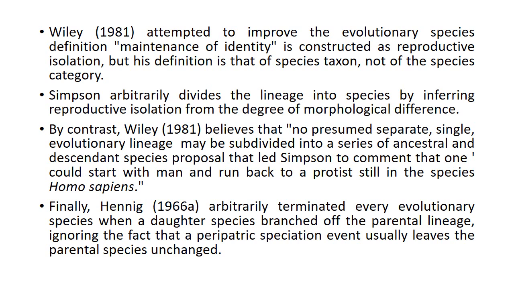Finally, Hennig in 1966 arbitrarily terminated every evolutionary species when a daughter species branched off the parental lineage, ignoring the fact that a peripatric speciation event usually leaves the parental species unchanged. So, it was arbitrarily decided by Hennig that every evolutionary species terminated when a daughter species branched off the parental lineage. However, he ignored the fact that peripatric speciation event usually leaves the parental species unchanged. So, that was the final.